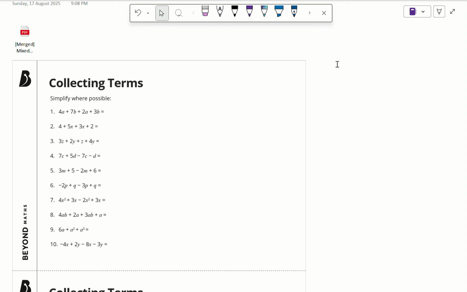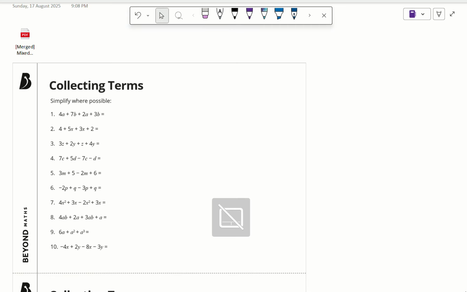Hi, Year Sevens. I'm going to be doing some more collecting like terms with you, but this time we're also going to be looking at powers, division, multiplication, and some of those can be a bit tricky at first. Collecting like terms, we've been doing this in the last video. I got 4 apples and 2 apples is 6 apples. 7 bananas and 3 bananas is 10 bananas.